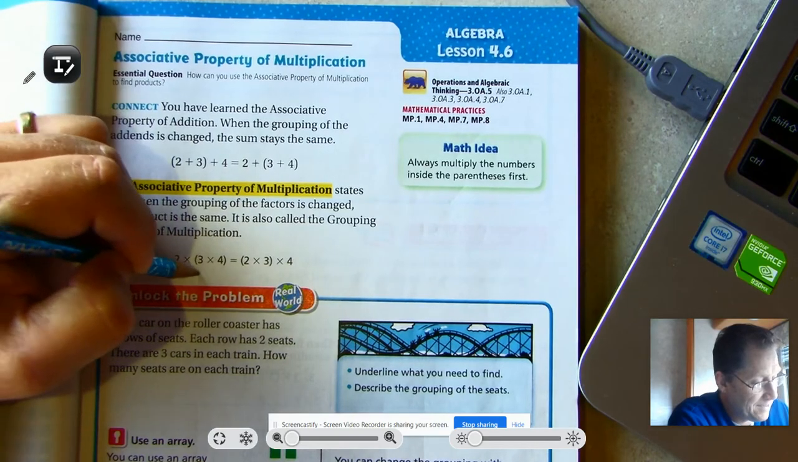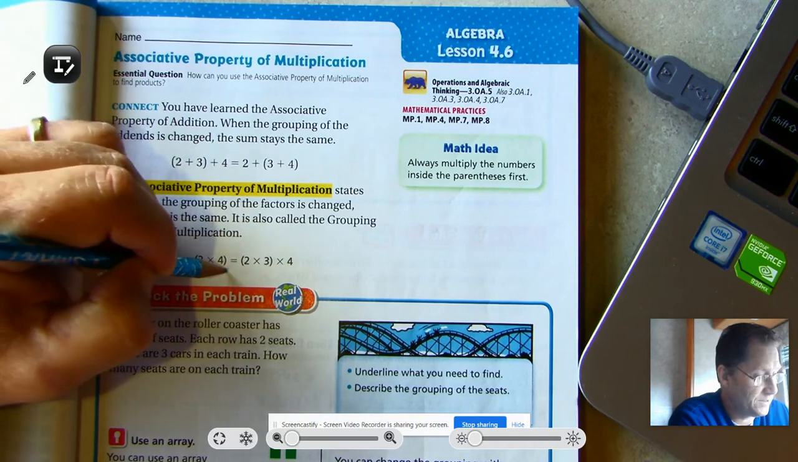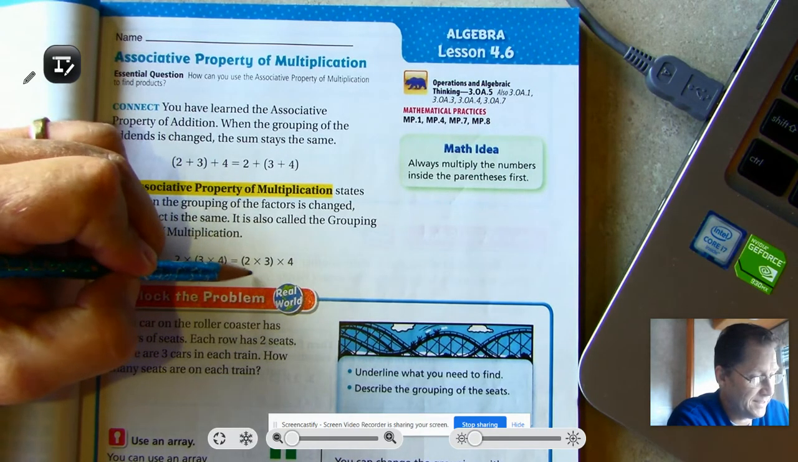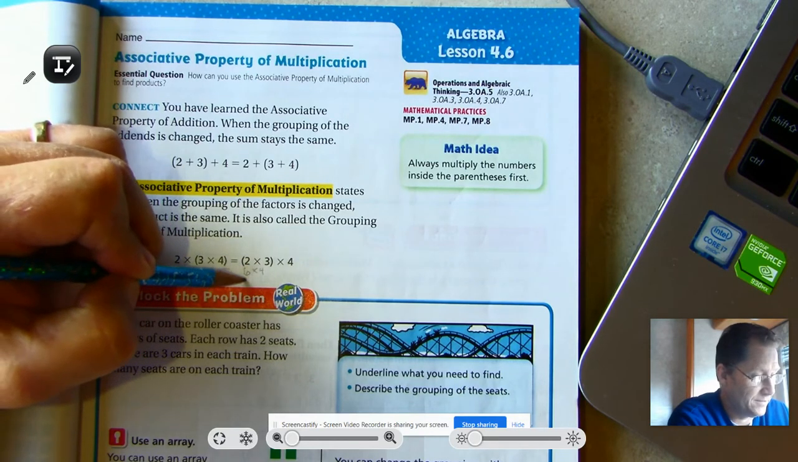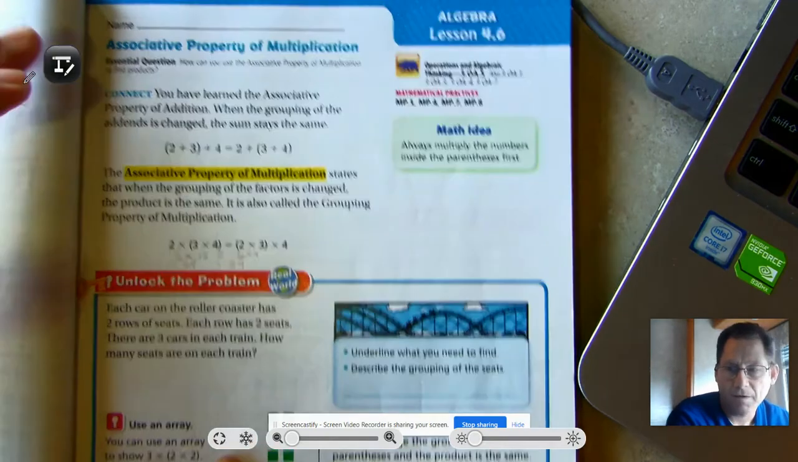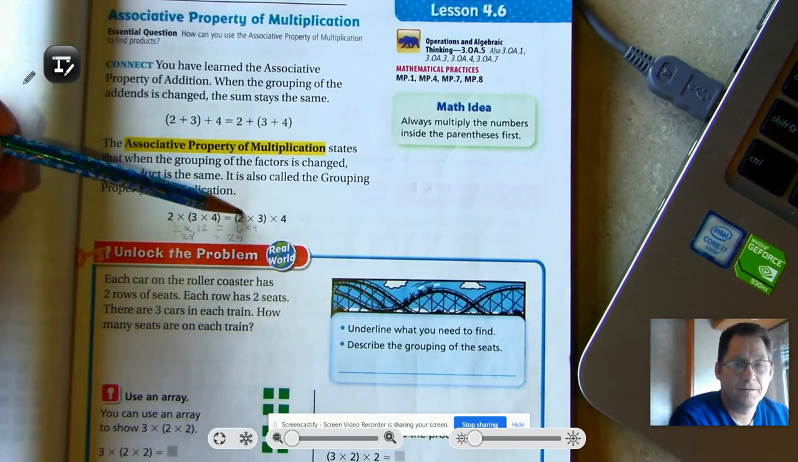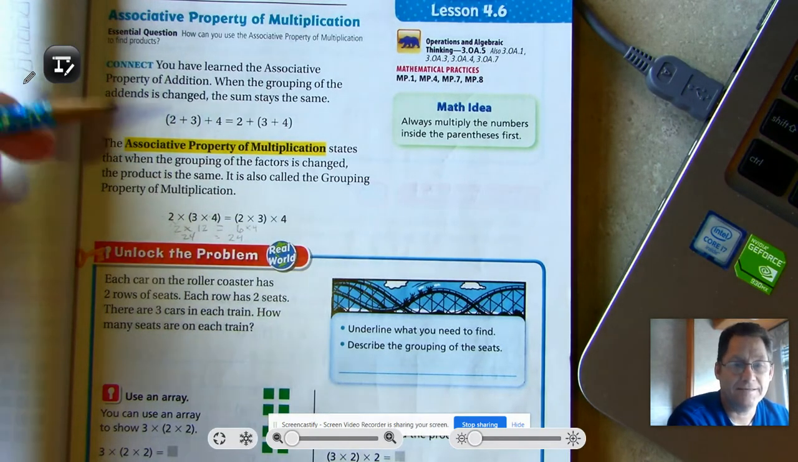So on the left-hand side, we have 3 times 4, which is 12. 12 times 2 is 24. On this side, we have 3 times 2, which is 6, times 4, and 6 times 4 is 24. So we see that it doesn't matter how they were grouped. We're using the same factors, so we have to get the same product.